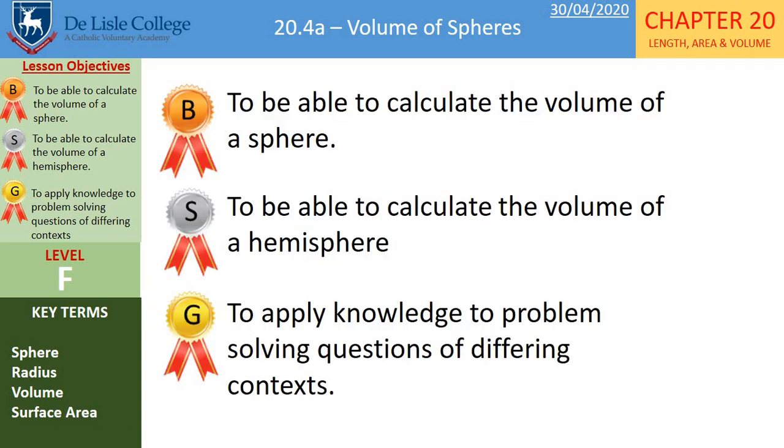Right, okay, so today's criteria is bronze to be able to calculate the volume of a sphere, silver to be able to calculate the volume of a hemisphere, and we'll look at what that means shortly, and then gold is to apply knowledge to problem solving questions, so differing contexts where it's not just as straightforward as here's a sphere, find the volume. So we'll look at those as well a little bit later on.